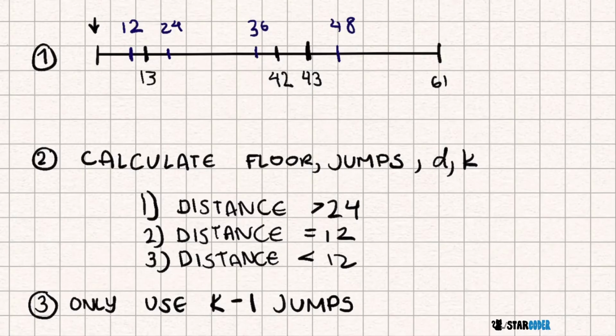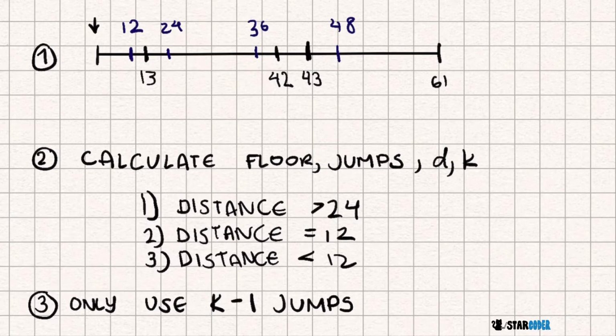The way we're going to solve this question is through simulation. More specifically, we're going to start off by solving this question assuming there is no K. We're just going to assume we can take as many jumps as possible, and we're going to first calculate the minimum possible distance using that.